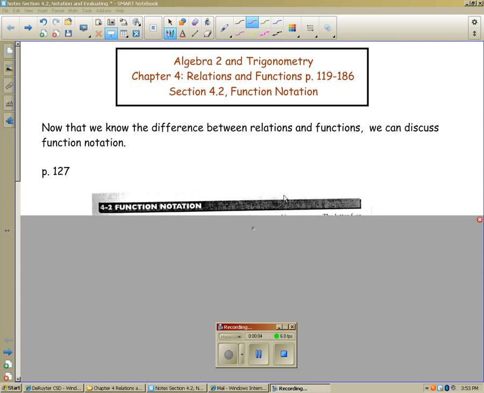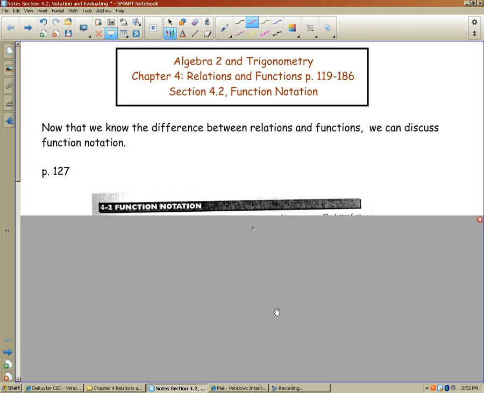In section 4.1, we talked about functions versus relation. We know that we can use the vertical line test to tell if something is a function. We talked about the domain, or the x values, and the range, or the y values. In section 4.2, we're going to talk about notation. How do we write functions?